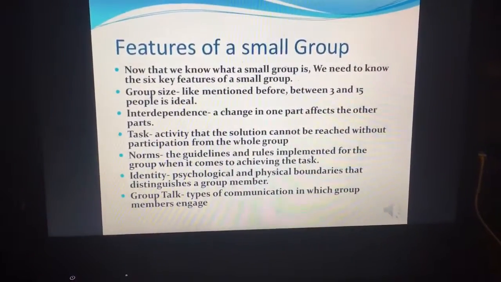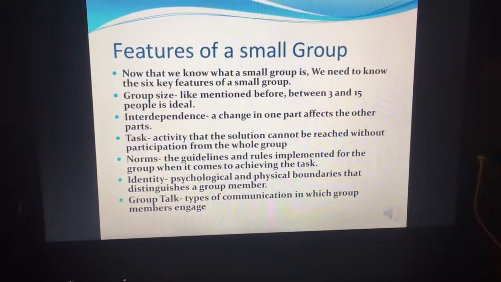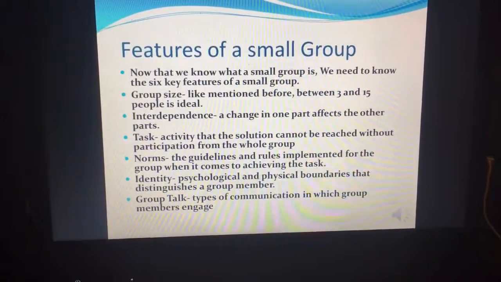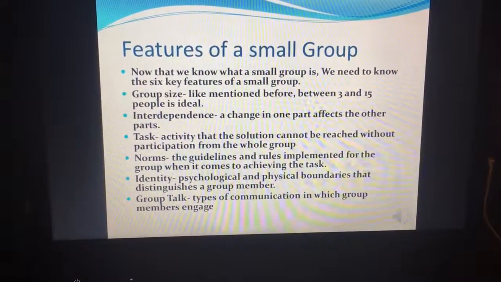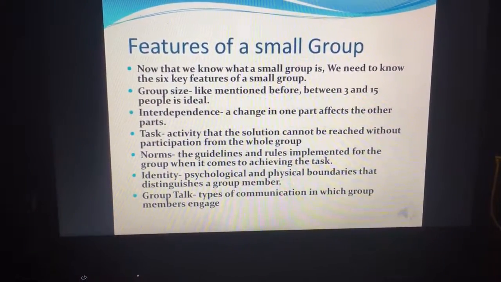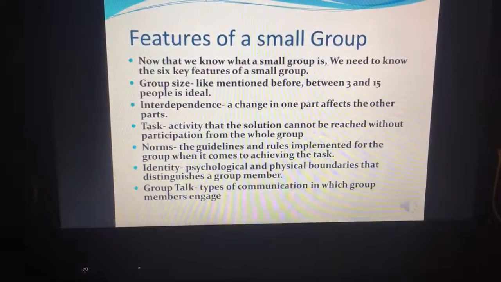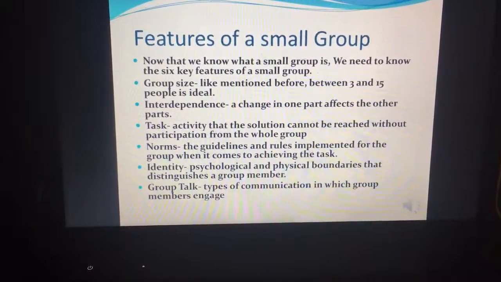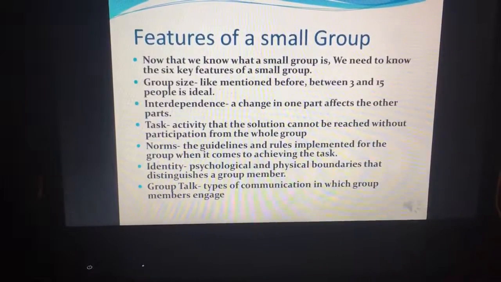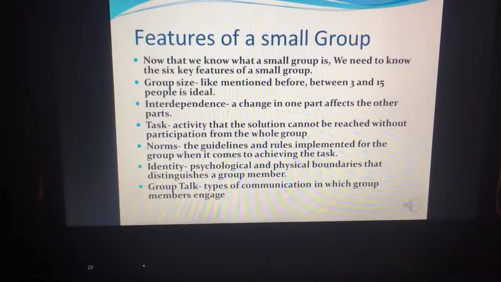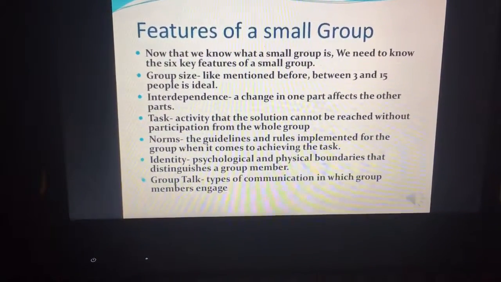Features of a small group. Now that we know what a small group is, we need to know the 6 key features of a small group. Group size, like mentioned before, between 3 and 15 people is ideal. Interdependence, a change in one part affects the others. Task, activity that the solution cannot be reached without participation from the whole group.